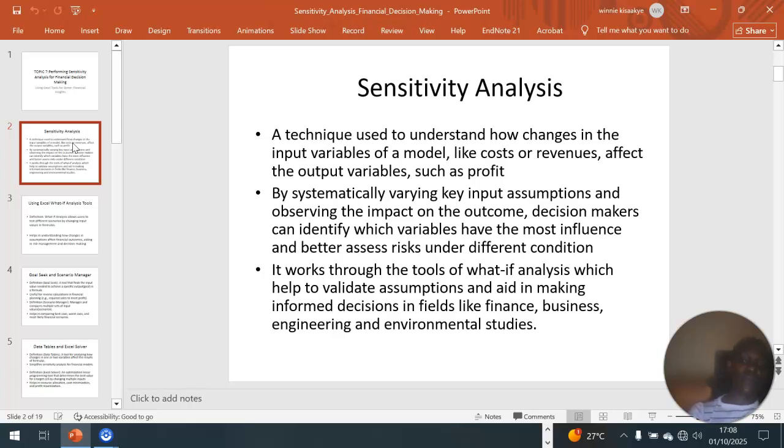Yes, so we want to look at several sensitivity analysis tools that can aid in financial decision making. So far we have the what-if analysis that talks about data tables. We find goal seek, we find scenario manager, and then we have a standalone sensitivity analysis tool which is known as solver. We shall start by looking at each one of them, but when it comes to practicals, I'll be starting with solver.